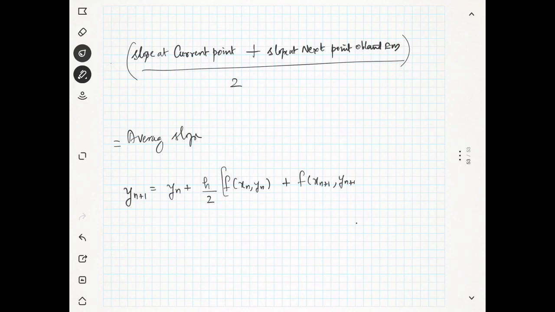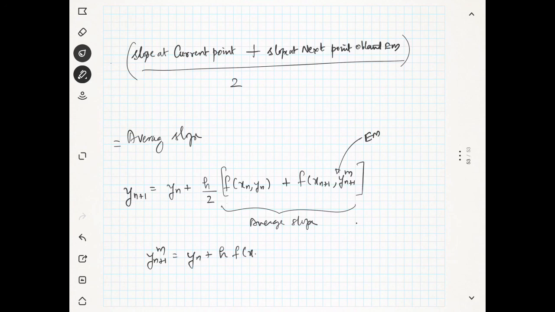How to obtain this yn plus 1? We will call this yn plus 1m. How to obtain this? By using Euler's method. So you are taking the average of the slope. And how to obtain this yn plus 1m? It is nothing but yn plus h into f of xn yn. This is the Euler's method, and the previous one is the formula for modified Euler's method.